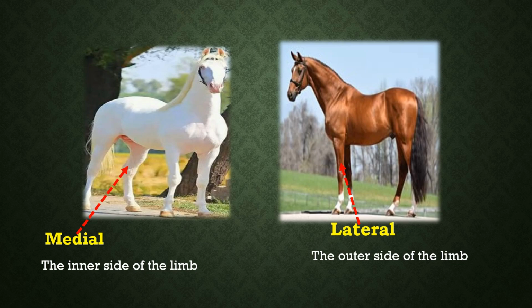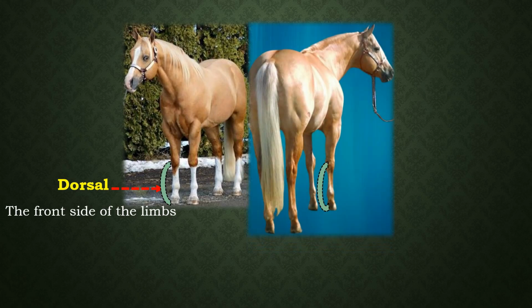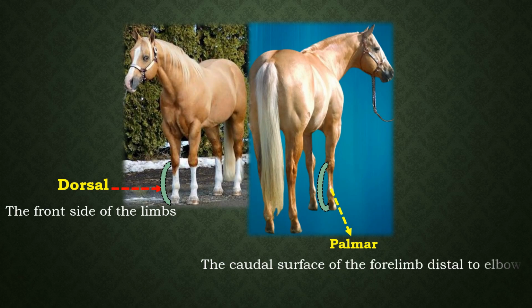The other directional term that is used for a limb is dorsal. Remember, as we mentioned earlier, for the body, dorsal is toward the back or the top of the animal. But when we use it for the limbs, it describes the front side of the limbs, used for both front and hind limb. The opposite of dorsal that is used only for the front limb is palmar. Palmar is similar to our palm. That refers to or describes the caudal surface of the forelimb or the front limb distal to the elbow joint.